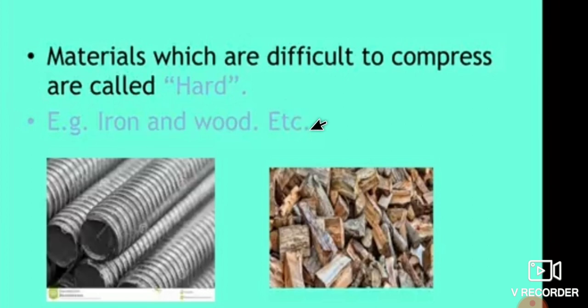These materials which cannot be compressed or scratched easily are called hard materials. Materials which are difficult to compress are called hard. Examples of hardness are iron and wood.